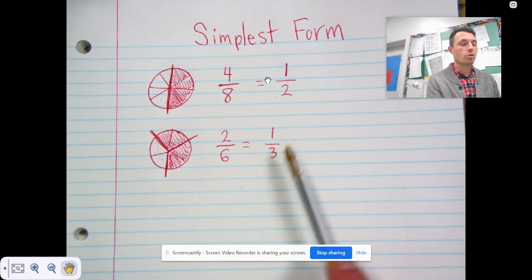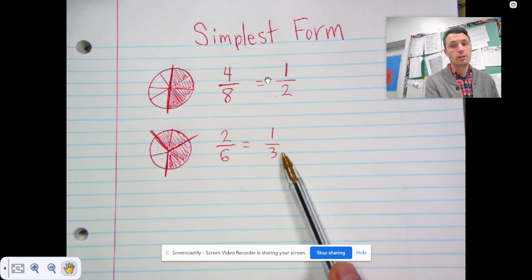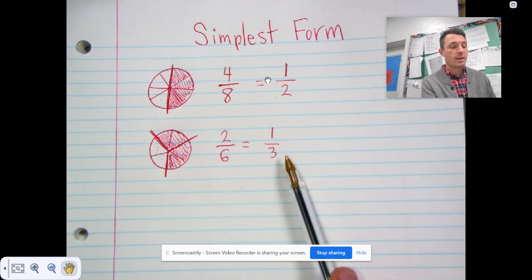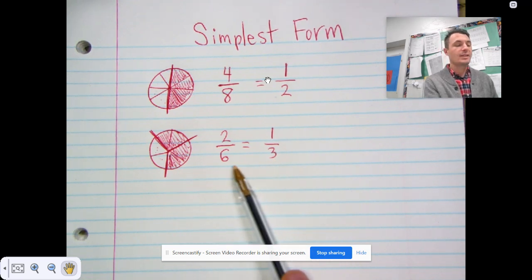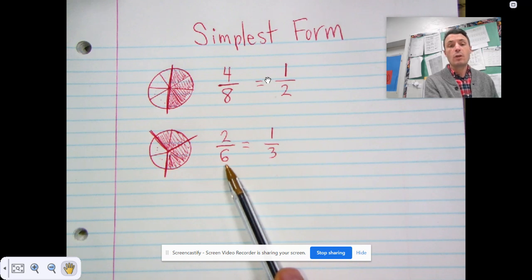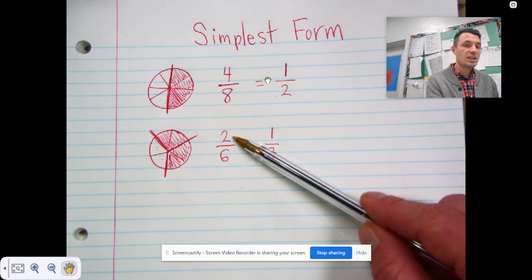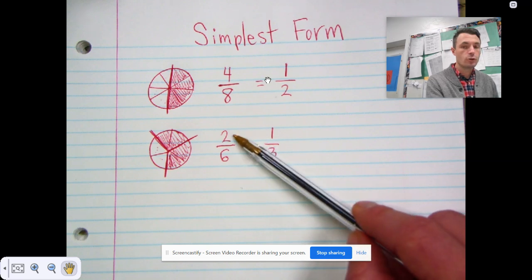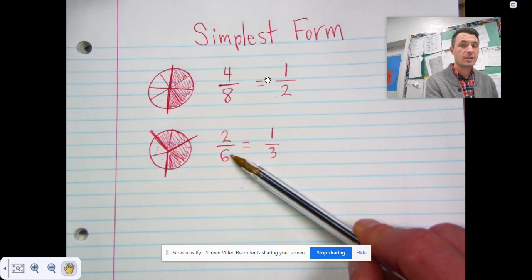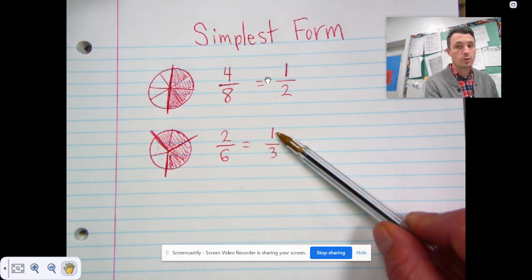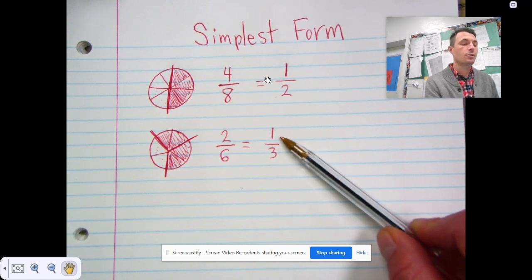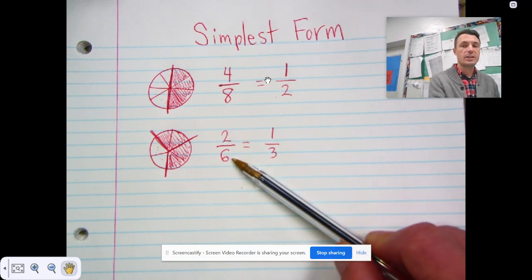Because in 1/3, we've made the numerator and denominator as small as they can possibly be. That means we've cut the pizza in as few slices as possible to make it represent the same amount as 2/6. And you can see that they represent the same amount because it would take 3 2s to make 6, and it would take 3 1s to make 3. So this numerator, 2, takes up the same amount of space out of 6, this denominator, as this numerator, 1, takes up out of this denominator, 3. 1 takes up the same amount of 3 as 2 takes up of 6.